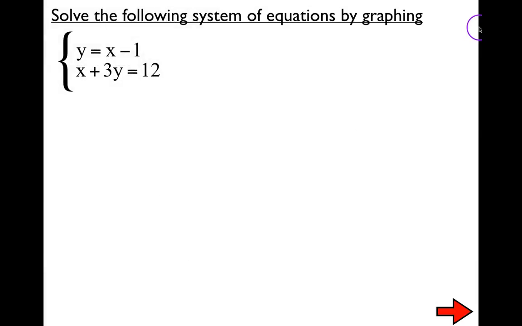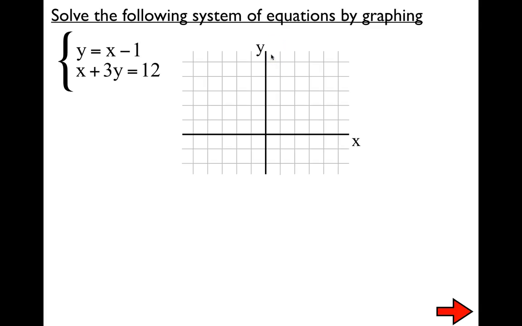So the first thing is, let's talk about how we've solved systems in the past. What we've done in the past is we solved it by graphing, and we looked for where the two lines intersect. That would be our solution. So here, if I were to graph the first equation, it's already in slope-intercept form. My slope is 1, my y-intercept is -1.